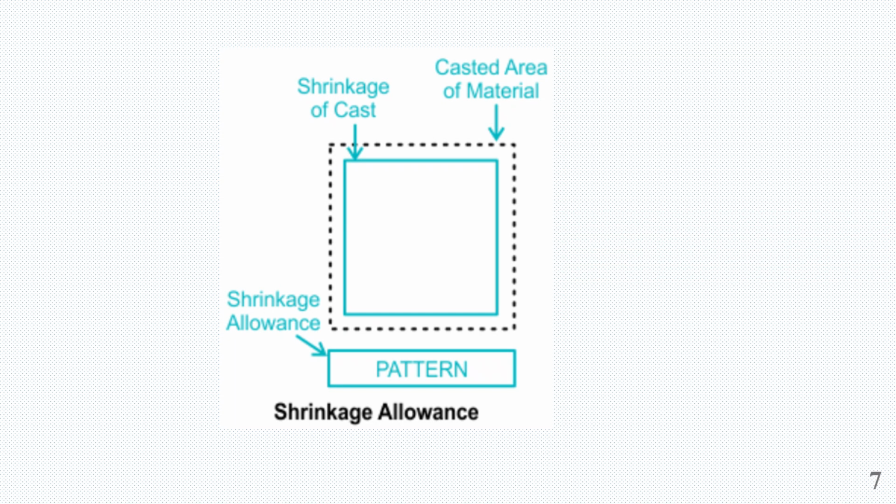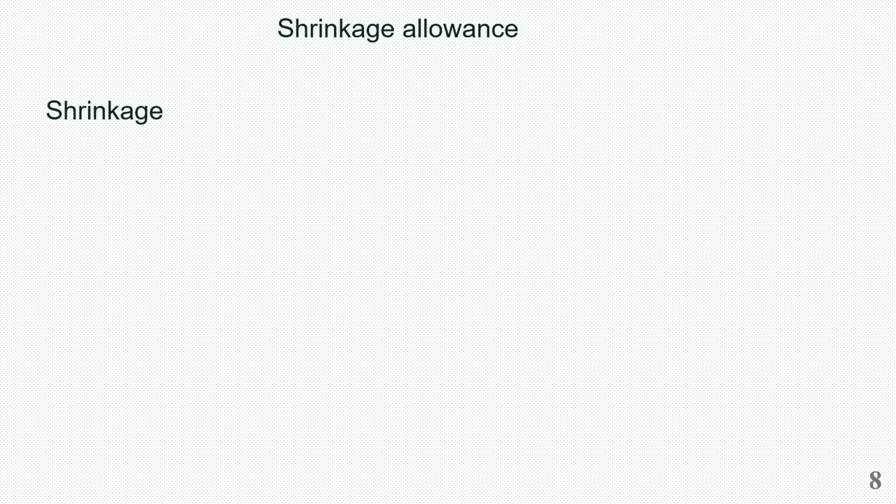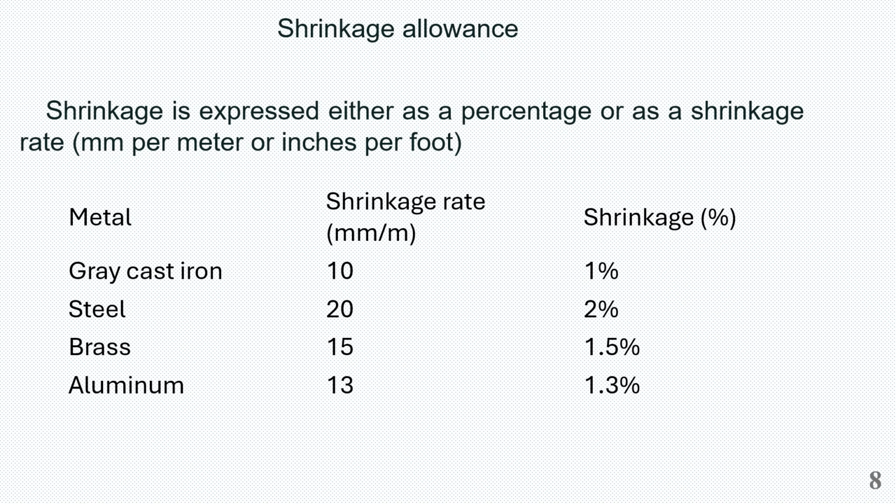Let us see that in this diagram. This is the shrinkage of a cast. Finally, the cast area of the material is shown by the dotted line. After solidification, it comes to this solid line shape. The difference between them is the allowance, and that allowance is known as the shrinkage allowance. The shrinkage allowance is expressed either as a percentage or as a shrinkage rate.